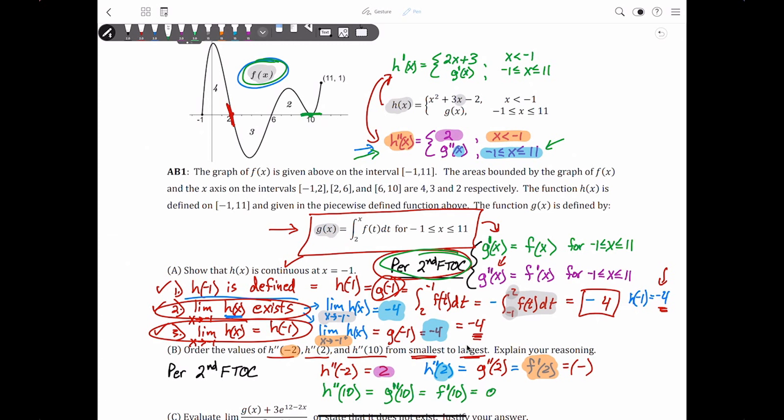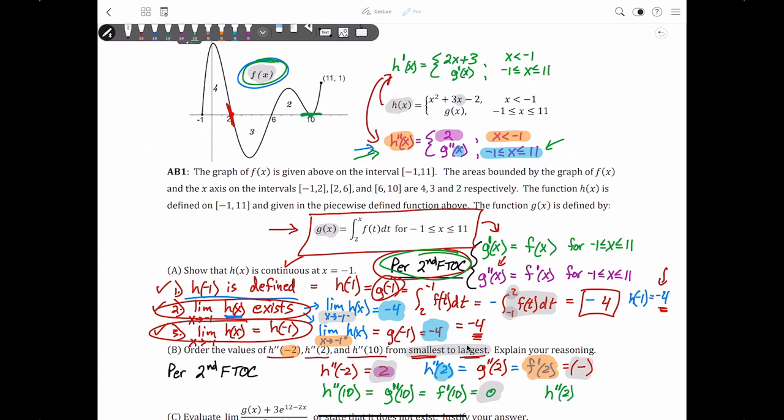Okay, so we have three values here that we just found. We found 2, we found a negative, and we found 0. So if I'm doing it from smallest to largest, or least to greatest, I'm going to write them out as the lowest was the negative. So we'll say h prime at 2 was the least. And then it just kept going up from there.